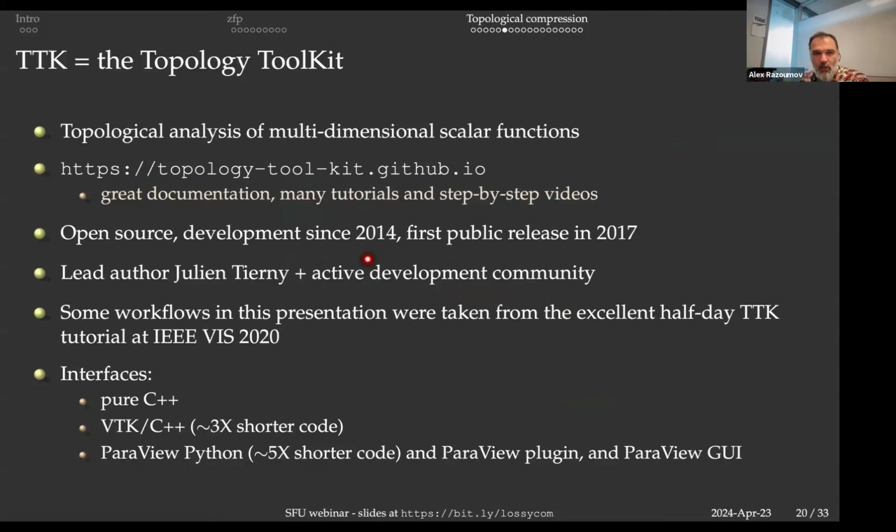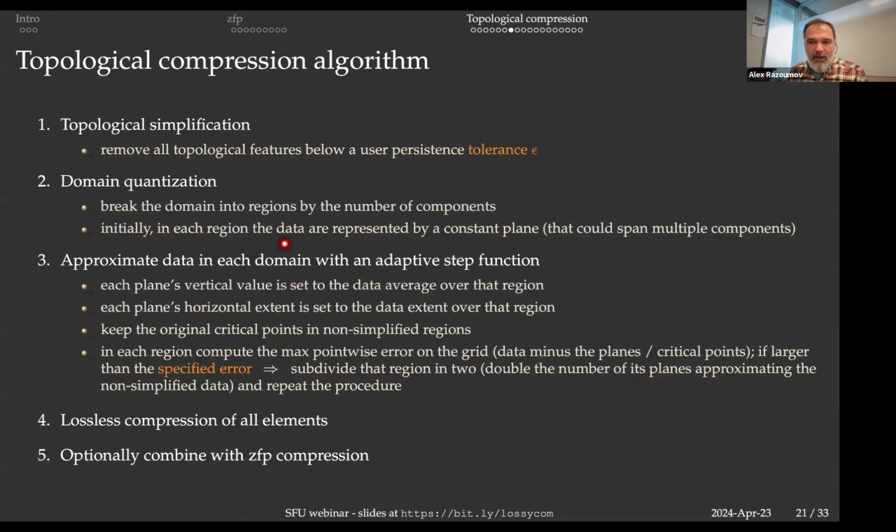So all of this was coded into this wonderful package called the Topology Toolkit, which is, again, open source. The first release was also in 2014, so it's been around for about 10 years. It was coded in C++ and VTK, and a few years ago it was incorporated into ParaView. So now when you download ParaView, TTK is also enabled. The way you use compression in TTK is you can do it in one of three ways. You can do it in pure Python. You can do it in VTK in Python, which will give you a shorter code. Or you can do it inside ParaView, either in the GUI or in ParaView's pvpython.